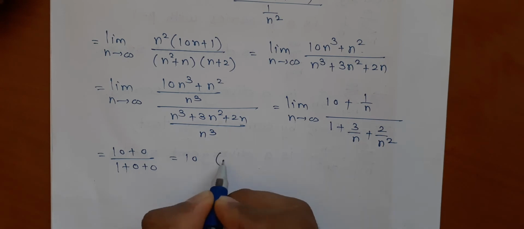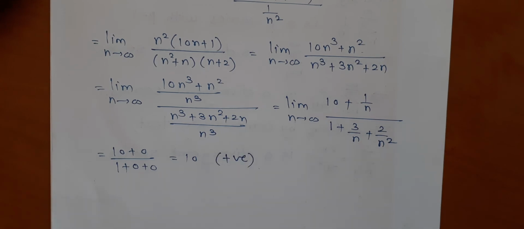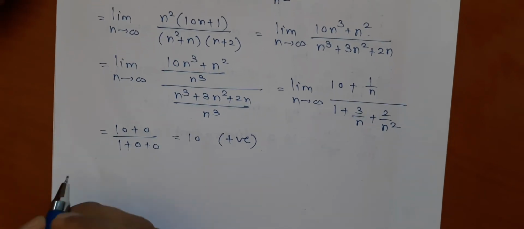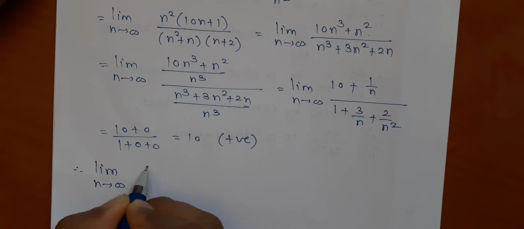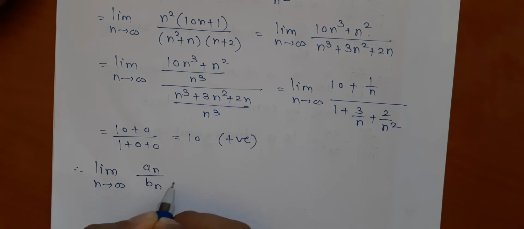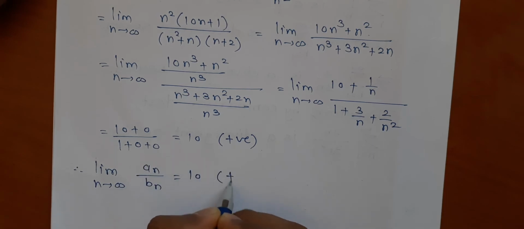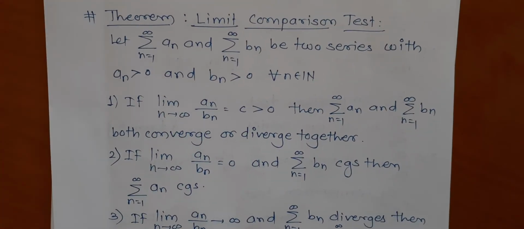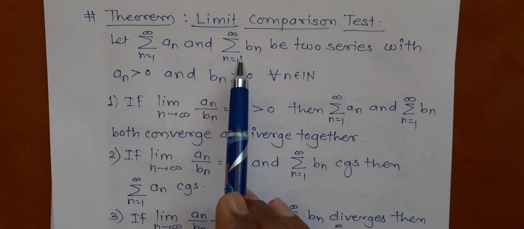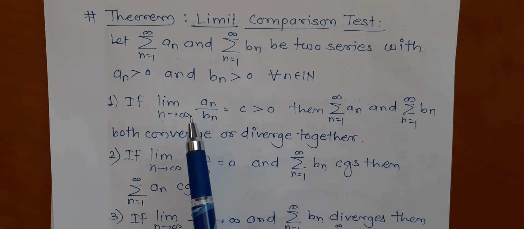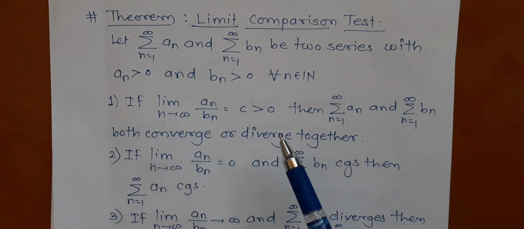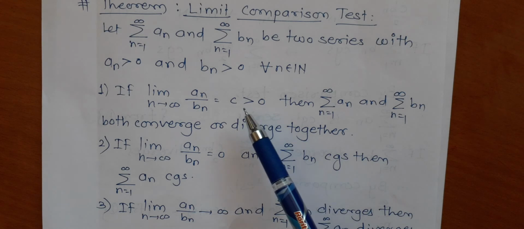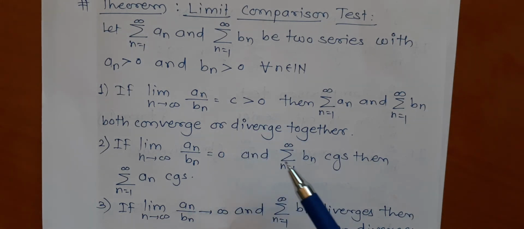It's a positive number we have got. So therefore the limit as n tends to infinity of a_n upon b_n, we have got 10, which is a positive real number. Now I will show you the limit comparison test. We have two series, and we calculate this value, limit n tends to infinity a_n upon b_n. Either you will have a positive real number, or 0, or infinity. According to that we conclude.